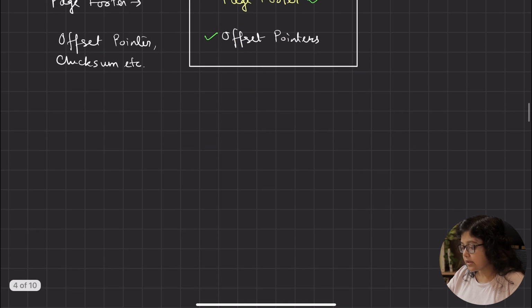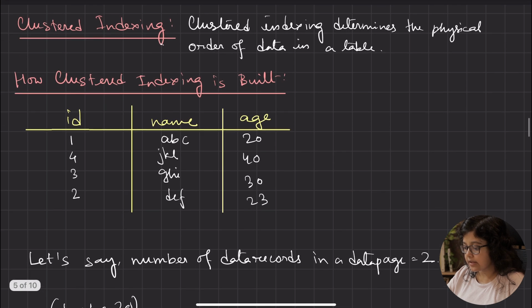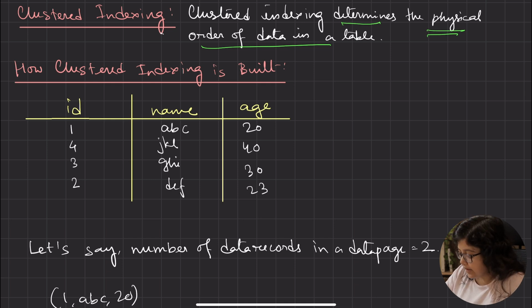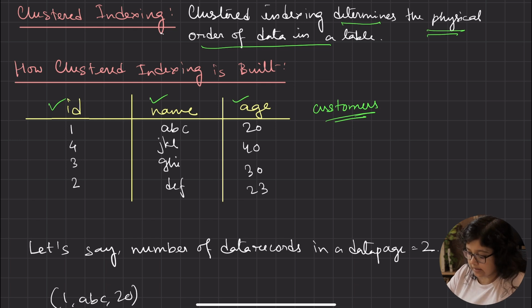So far we have discussed the building blocks. Now we will start with cluster indexing and non-cluster indexing. Cluster indexing determines the physical order of data in a table. To understand it in a better way, let's see how it gets built. Let's say we have a table customers, and the columns are ID, name and age, and we want to create a cluster index on the column ID, and the insertion order is 1 ABC 20, 4 JKL 40, 3 GHI 30 and 2 DEF 23.